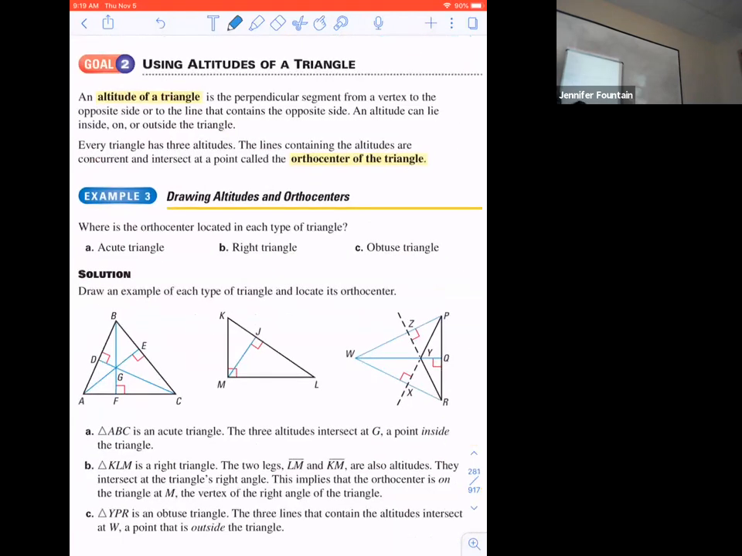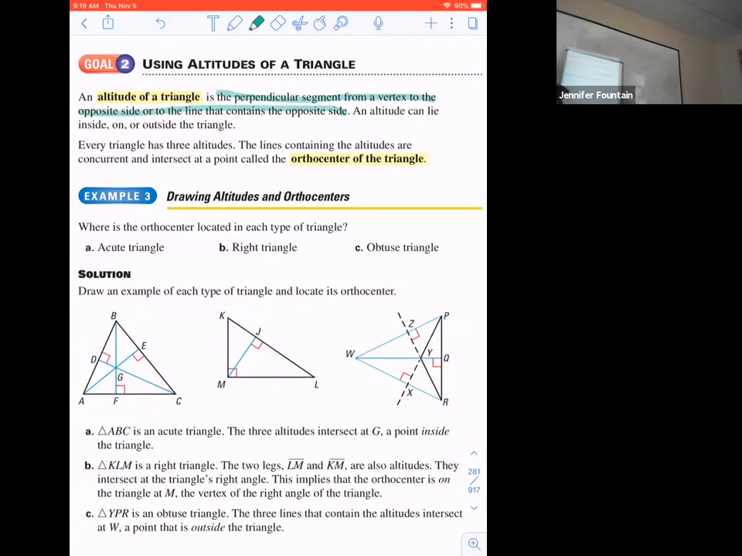Now we're going to talk about the altitude of a triangle. The altitude of a triangle is the perpendicular segment from a vertex to the opposite side or to the line that contains the opposite side. Okay, so perpendicular segment. So what do I know about this one? When I say perpendicular segment, what does that tell me? One that intersects. Intersects at what?